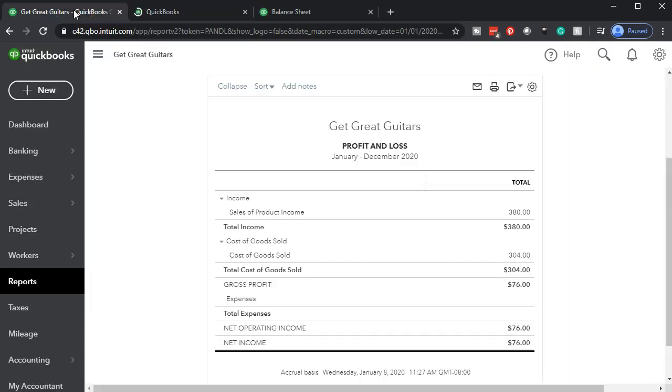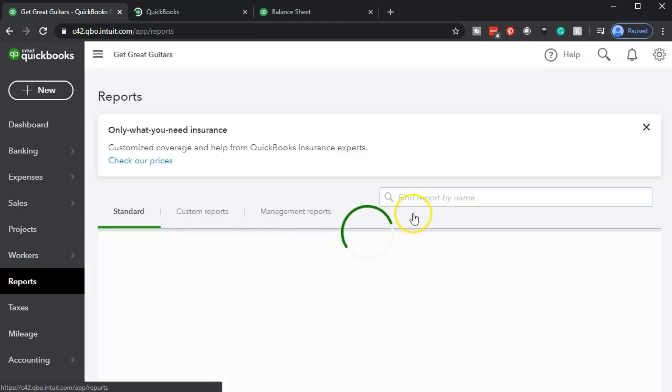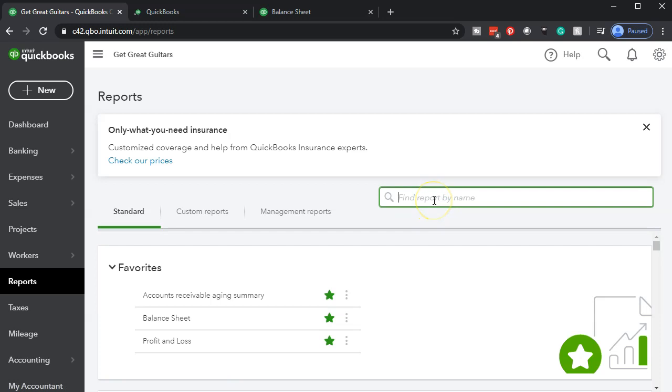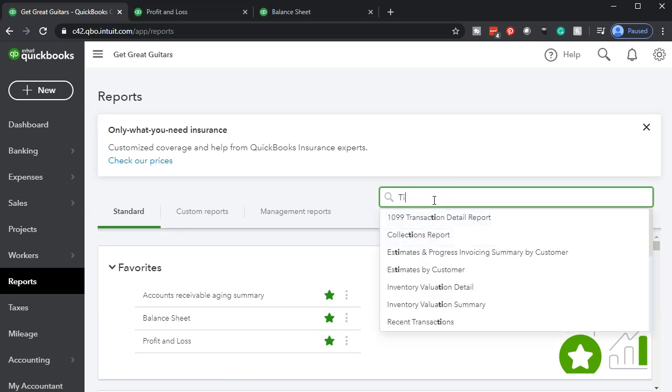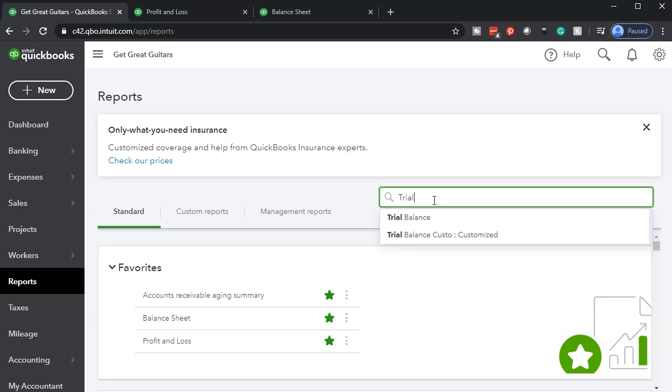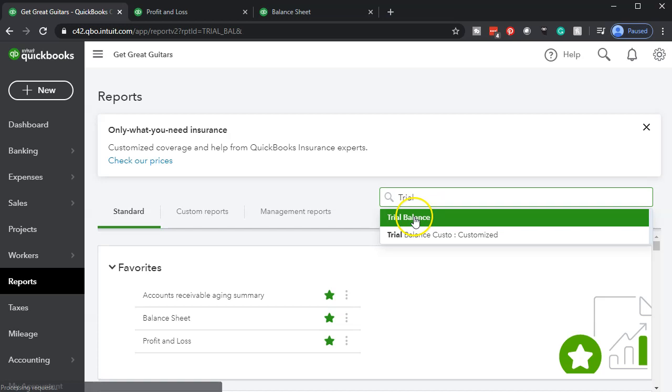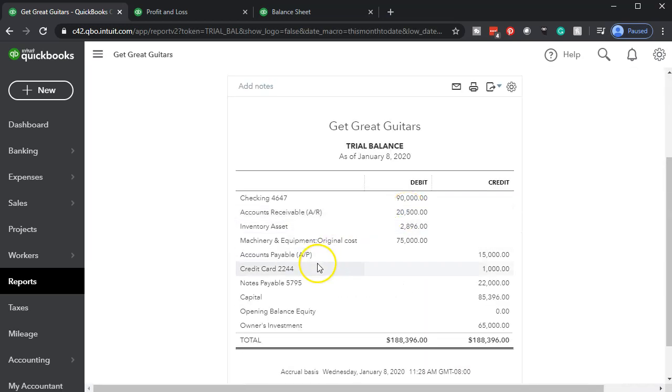Now I'm also going to open up the third report that I think you should really get used to. I get used to it because it's a short, easy report to look at, even though QuickBooks puts it way on the bottom of the report list, which I don't think is fair because I think it should be one of our favorite reports, and that's going to be the trial balance. So I'm going to open up the trial balance, and we'll have that one up top as well.